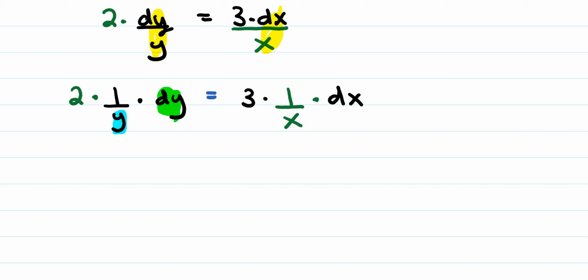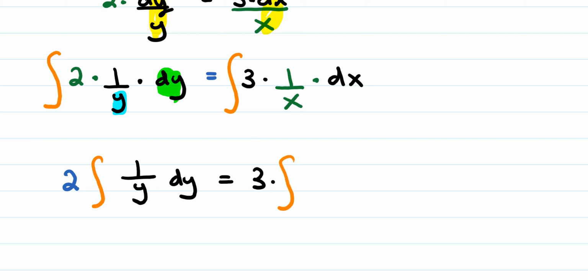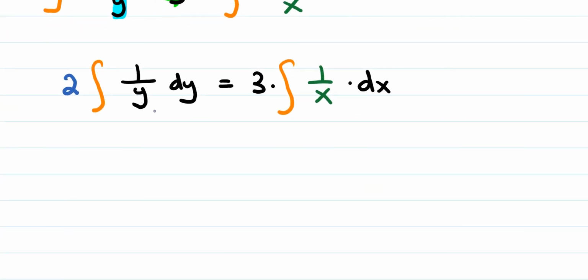So let me get on my orange marker here. I need to integrate one side. If I integrate one side, then I need to integrate the other side. And that will eliminate the dy and the dx once you find the antiderivative. Okay, so let's clean up the left-hand side here. I have 2 times the integral of 1 over y dy equals 3 times the integral of 1 over x times dx.